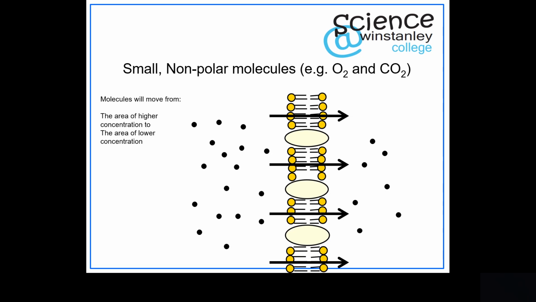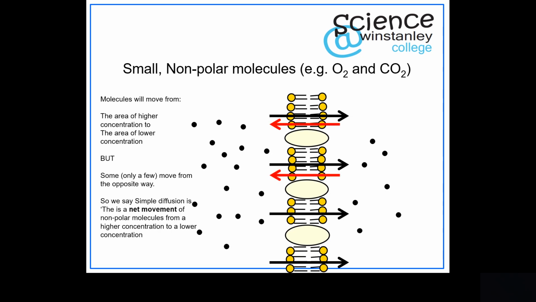The types of molecules that will move are small, non-polar molecules. Gases are very common. So things like oxygen and carbon dioxide can diffuse straight through the phospholipid bilayer from a higher concentration to a lower concentration. But again, there's a little bit more to it. Some of the molecules, as they're passing through the membrane, may hit something and actually go in the wrong direction. They may bounce backwards. Only a very small number of them will do this.